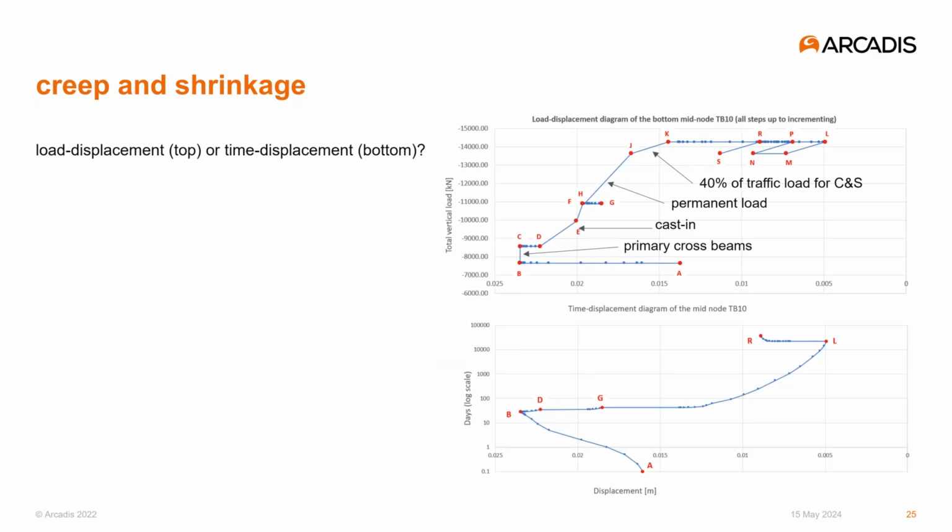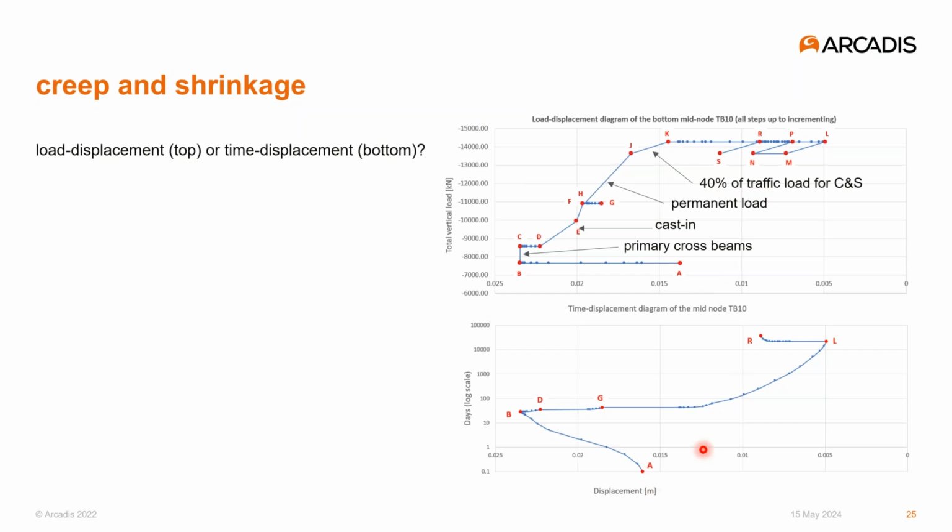As engineers, we're used to load displacement diagrams that start pretty steep and then flatten after cracking and show failure at the end of a horizontal branch. For a creep and shrinkage analysis, however, a load displacement diagram turns out to be pretty weird. This is the load displacement diagram for this creep and shrinkage analysis. Maybe easier to read is the time displacement diagram shown at the bottom.